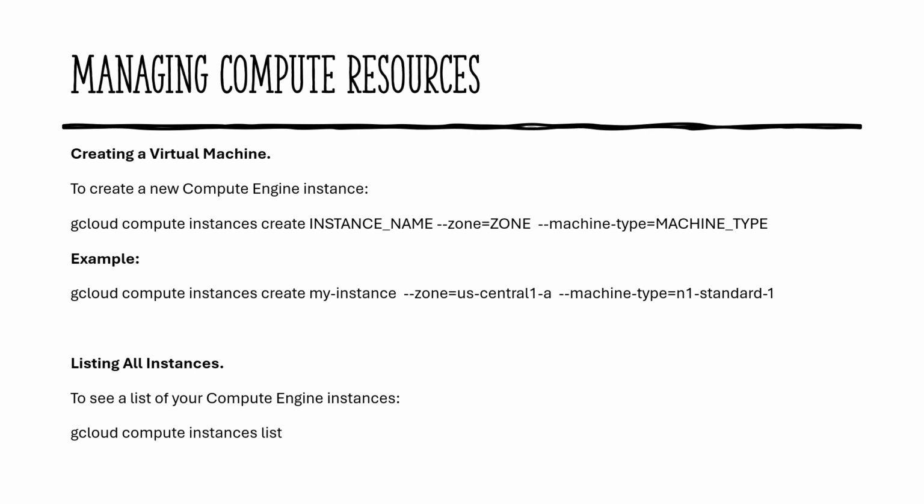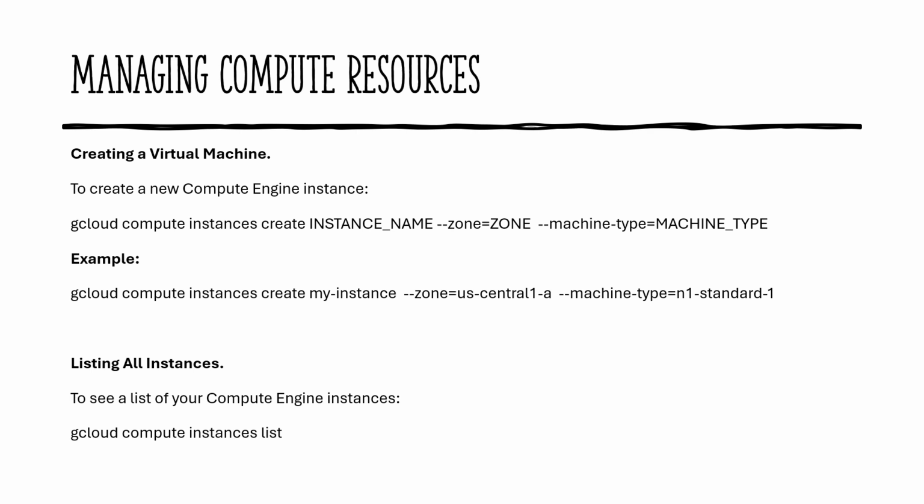Managing compute resources. Creating a virtual machine. To create a new Compute Engine instance, gcloud compute instances create INSTANCE_NAME --zone=ZONE --machine-type=MACHINE_TYPE. Example: gcloud compute instances create my-instance --zone=us-central1-a --machine-type=n1-standard-1. Listing all instances. To see a list of your Compute Engine instances, gcloud compute instances list.